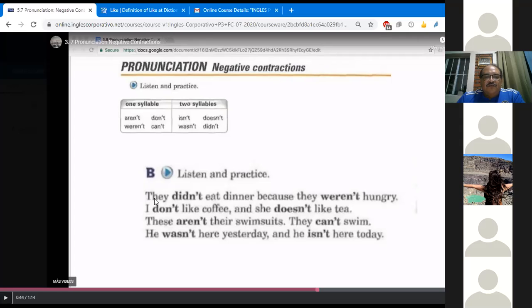The last round. Okay, Christina, the first one. They didn't eat dinner because they weren't hungry. Good. Ceci? I don't like coffee and she doesn't like tea. Very good. Luis? These aren't their swimsuits. They can't swim. Very good. Gabriela? He wasn't here yesterday, and he isn't here today.